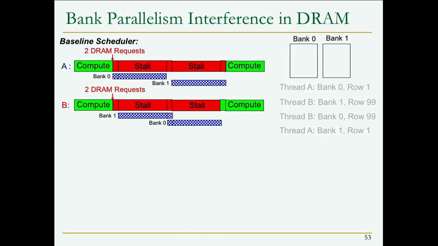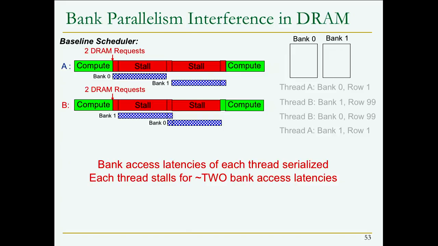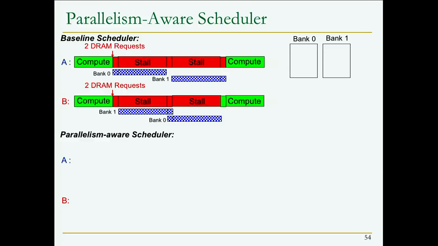Now, if you look at what happened, the bank access latency of each thread became serialized. Even though they were going to different banks, they got serialized because the memory controller serviced them in an order such that they were not overlapped. As a result, each thread stalls for approximately 2 bank access latencies. Now, the question is always, can you do better? And the answer is clearly yes.